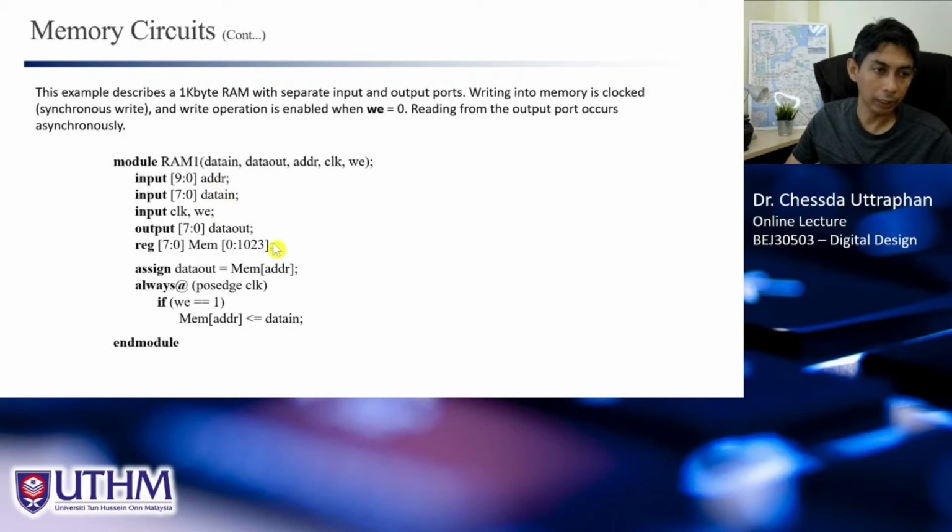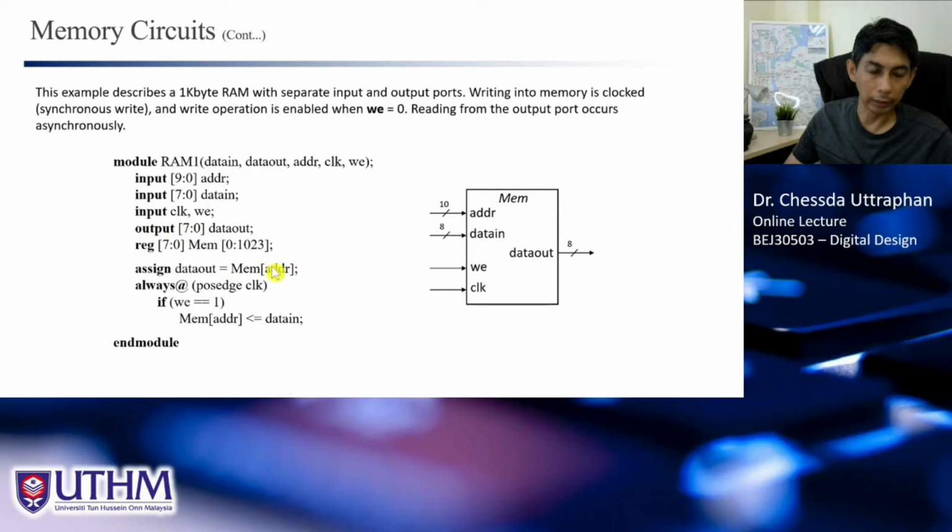And this is how we create the memory. So this is the definition, and data out is the wire here, where it is assigned to the memory and the address. So if the address here is 10-bit, and the address is 0, it means that we get the data from location number 0, or address 0, to data out.